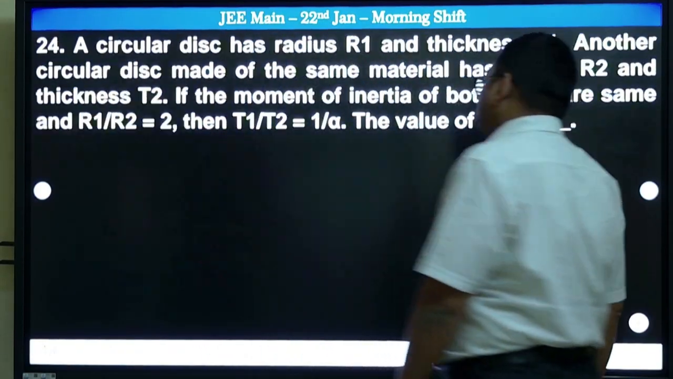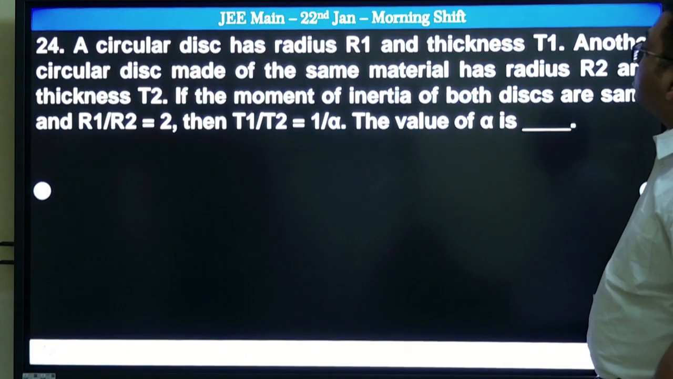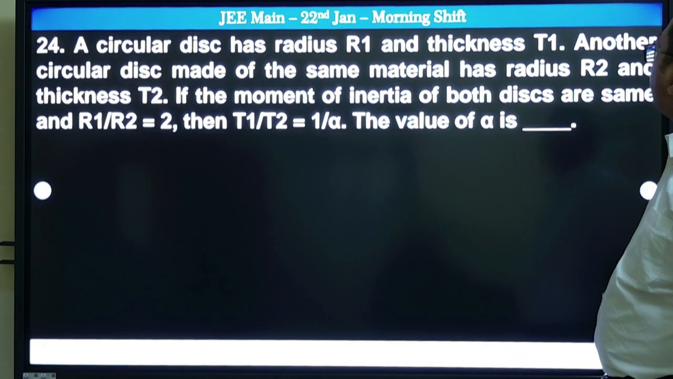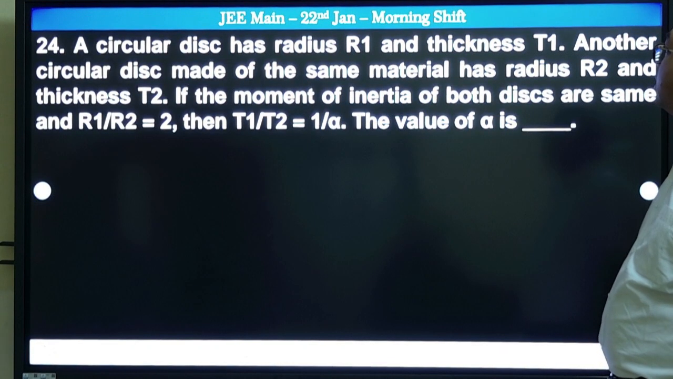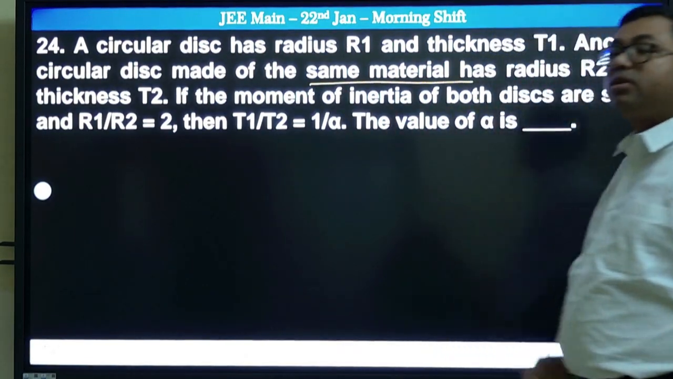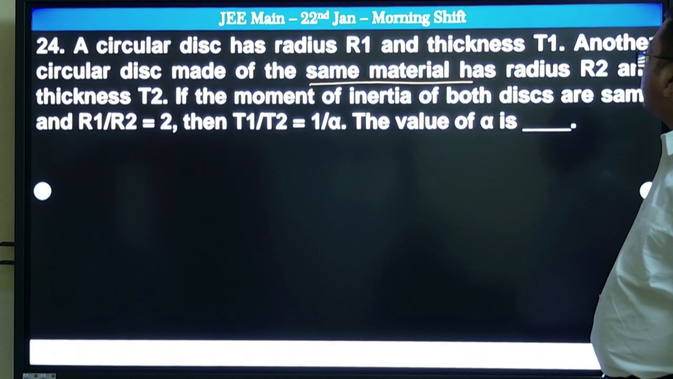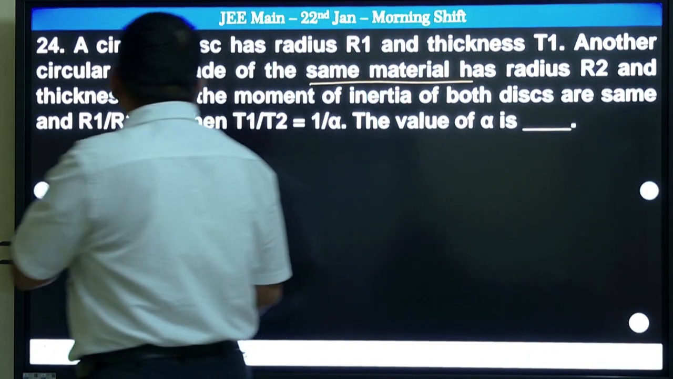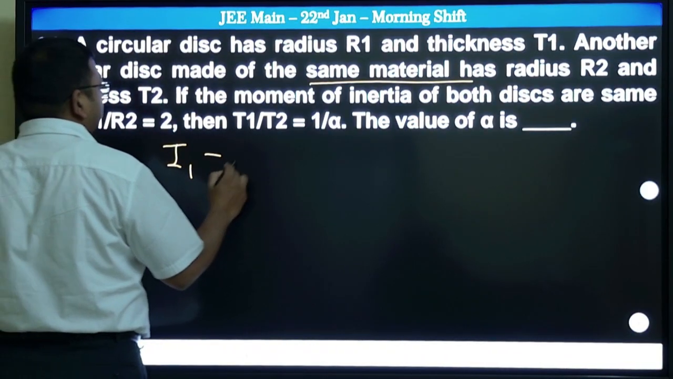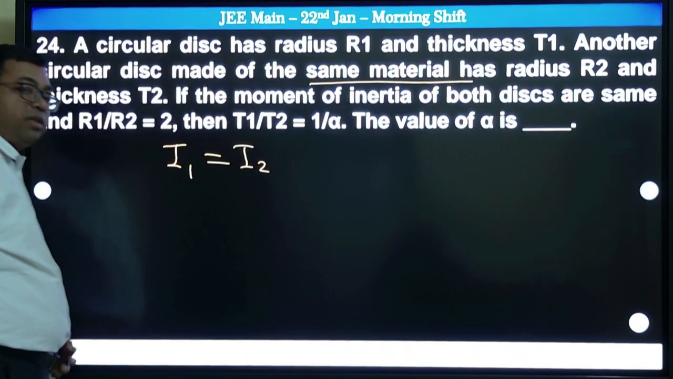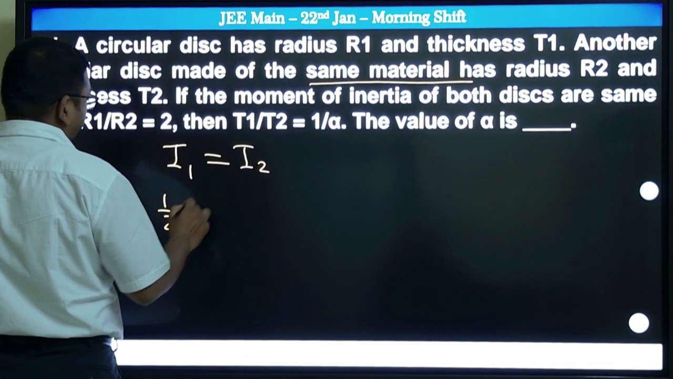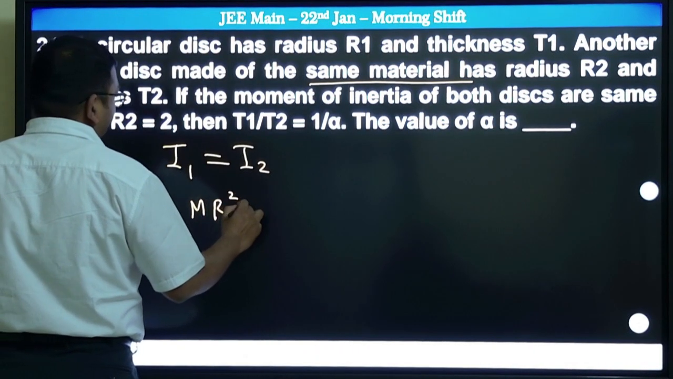Okay, let us move next. 24. A circular disc has radius r1 and thickness t1. Another disc made of the same material has radius r2, thickness t2. Same material means same density you have to take. The moment of inertia of both discs are the same and r1 by r2 is 2. Then t1 by t2 is? They have given the moment of inertia of the first disc and second disc are the same. Moment of inertia formula is what? Half mr square for a disc, right? Half mr square.